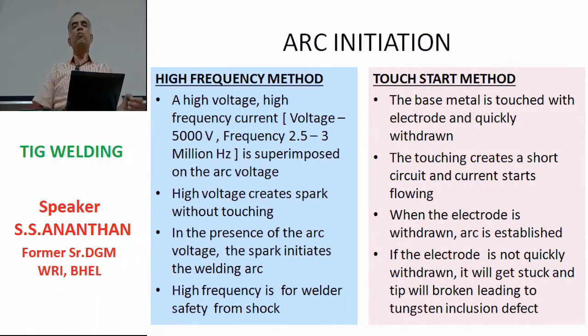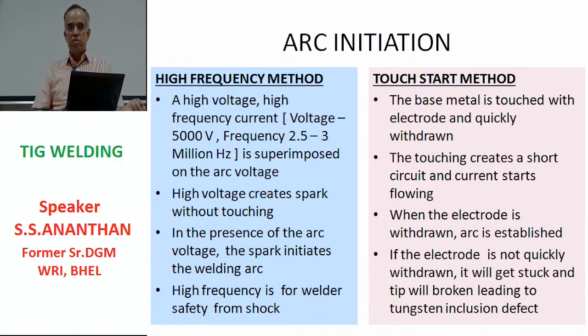Now what really happens in this system is, when you want to start the arc, you bring the electrode close to the surface without really touching it. Now you switch on the high frequency unit. The high frequency induced high voltage creates a spark in the gap between the electrode and the base metal without really touching. Because of the spark, the zone is ionized, and immediately the current starts flowing through the ionized medium of argon in that area. Then the high frequency unit is switched off.